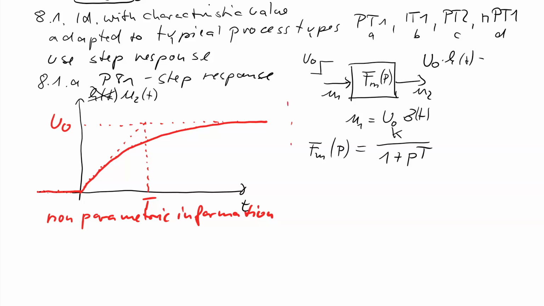Here on the right side, this information is also information about the kind of the process, but you see there we have two parameters, a parameter K and a parameter T. So this is called parametric information.